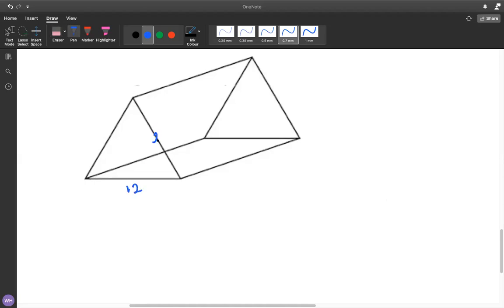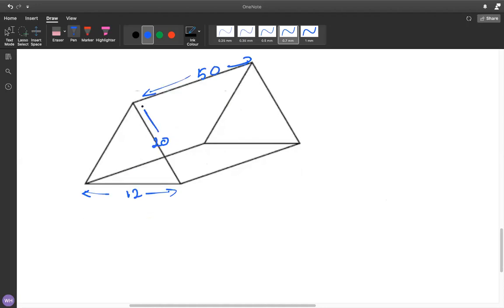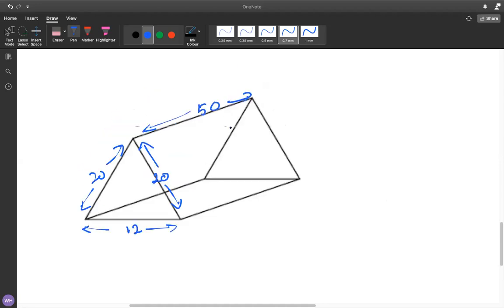Make a 12, make a 20. 12 is from here to here. Make a 50, from here to here. L, right? This is 20, and this is also 20. Okay, draw it, Rupi.